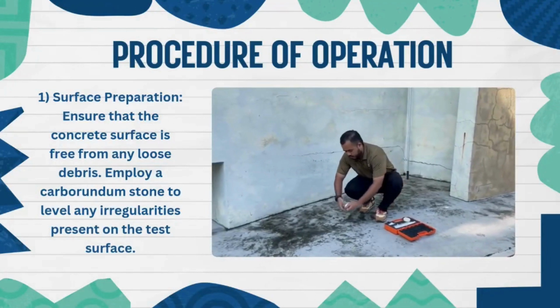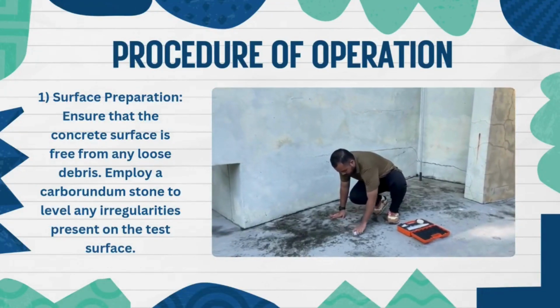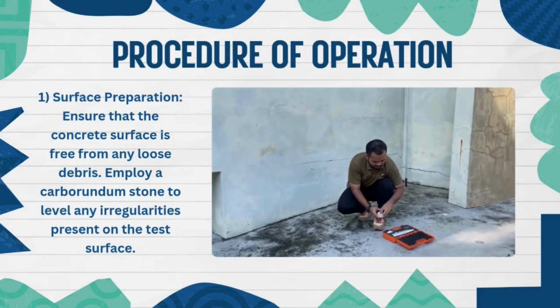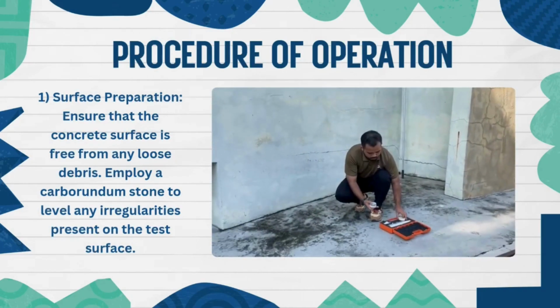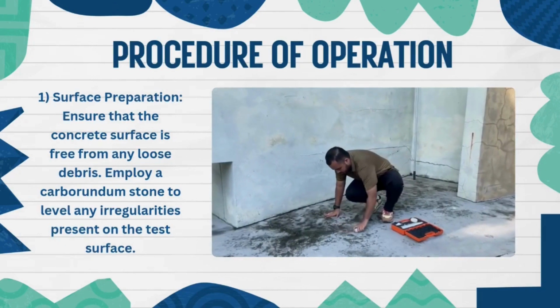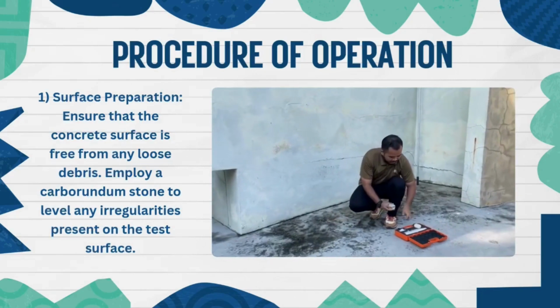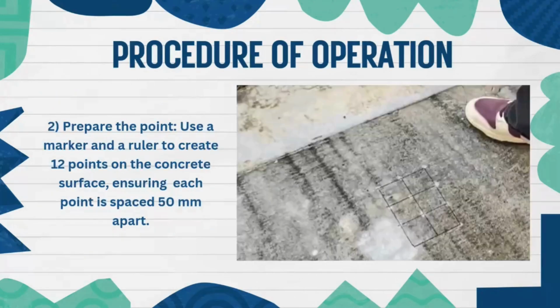Here is the procedure of operation. First, ensure that the concrete surface is free from any loose debris. Employ a carborundum stone to level any irregularities present on the test surface. Prepare the points. Use a marker and a ruler to create 12 points on the concrete surface, ensuring each point is spaced 50 mm apart.